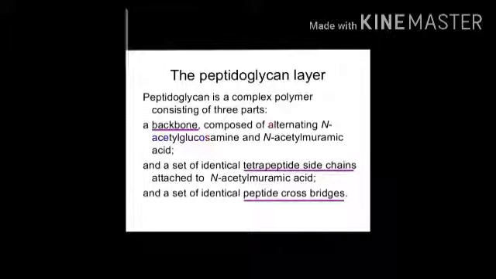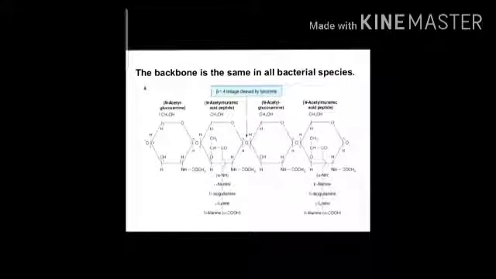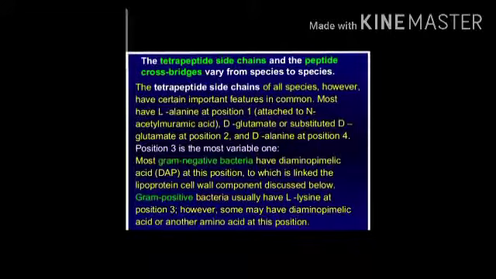First is the backbone, composed of alternating N-acetylglucosamine and N-acetylmuramic acid. Second, a set of identical tetrapeptide side chains attached to N-acetylmuramic acid, and a set of identical peptide cross bridges. Like this, there is N-acetylglucosamine and N-acetylmuramic acid, and N-acetylmuramic acid has a set of 4 amino acids, and there is a bond between the N-acetylmuramic acid and N-acetylglucosamine. So the tetrapeptide side chain and peptide cross bridge vary from species to species.